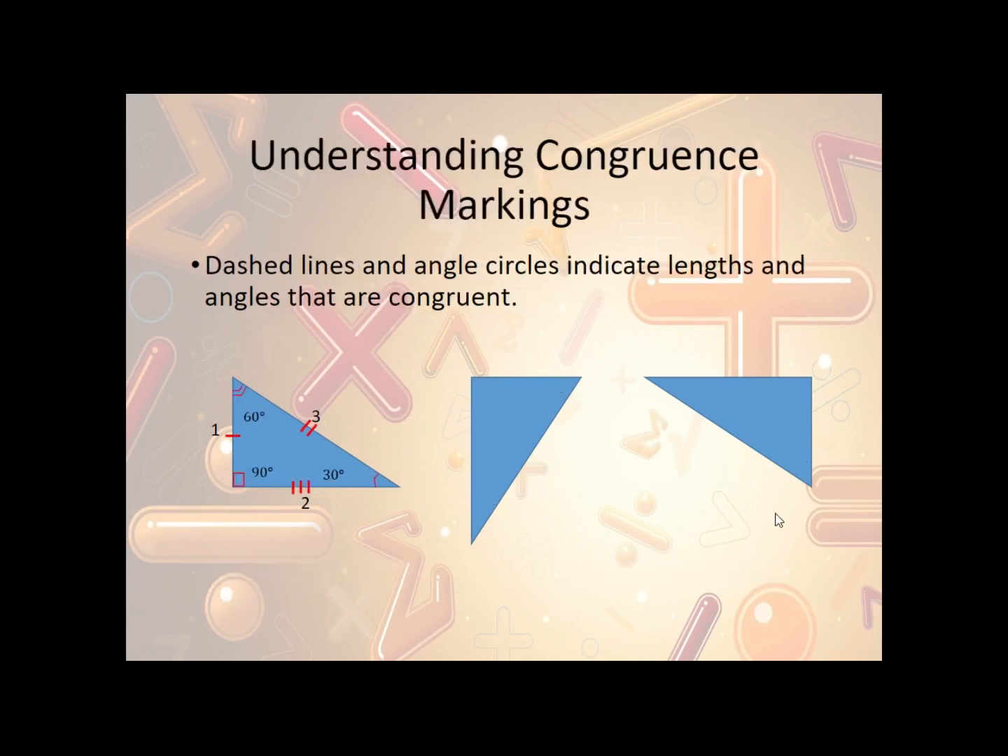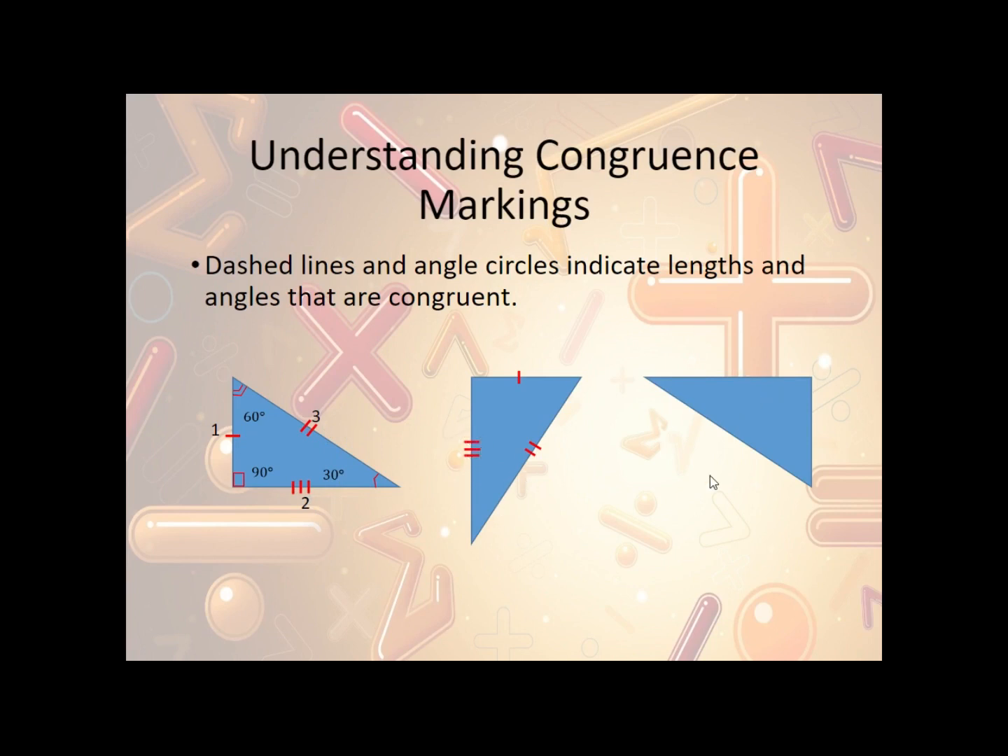Now, understanding the markings. We can use dashed lines and angle arcs to indicate the lengths and angles that are congruent. For instance, we have this side here with a single dash. We find its corresponding part, and we put a single dash there. That means that this side and this side are congruent. Then we could do this one here with the double dash, and we find its corresponding side, which is here, and we do a double dash there. That means that those two sides are congruent. Then we do a triple dash and show that those are congruent.